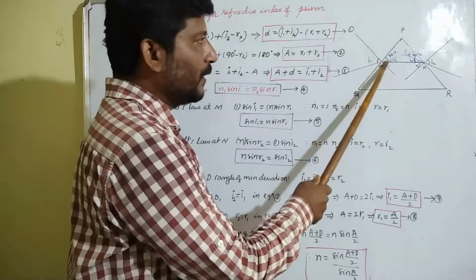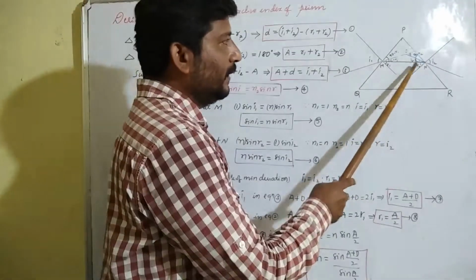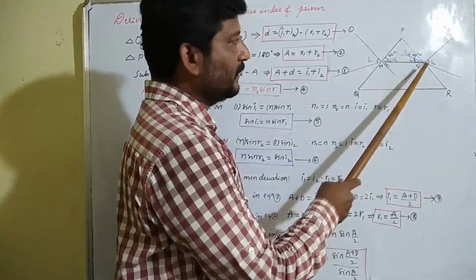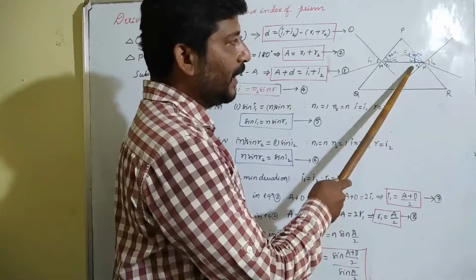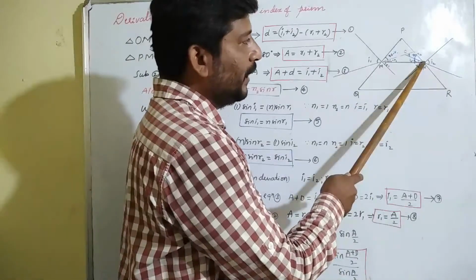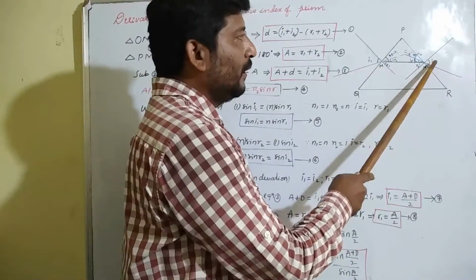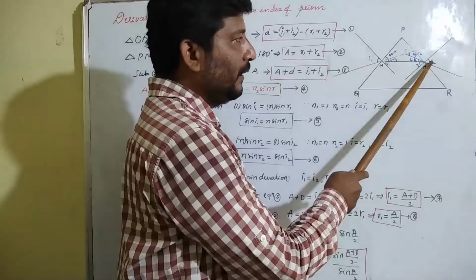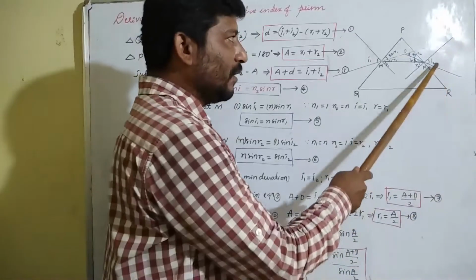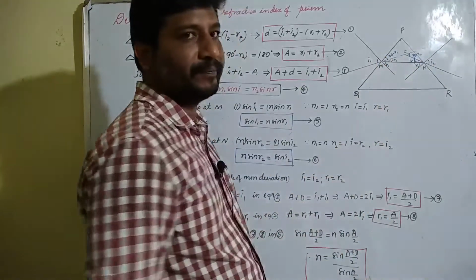The refracted ray passes through the prism along MN, and this ray is incident on the second surface at N with an angle of incidence R2, and it comes out from the prism at N. Here we draw a normal, and the angle between the normal and the emergent ray is called the angle of emergence. It is also considered as the angle of refraction at N.